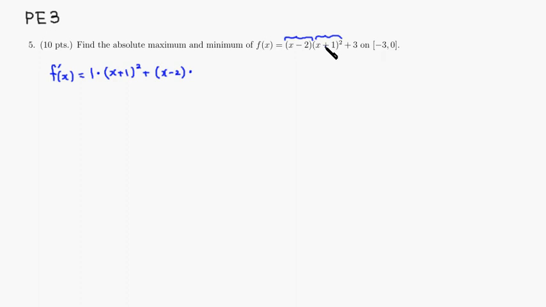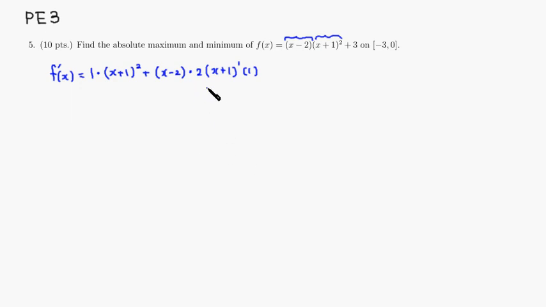times the derivative of the second guy. So put the power in front, so 2 in front, and keep the same quantity x plus 1, raised to the first power because 2 minus 1 is 1. Then multiply by the derivative inside, which happens to be 1 as well. Then the derivative of positive 3 is 0, so I'm not going to write it down.